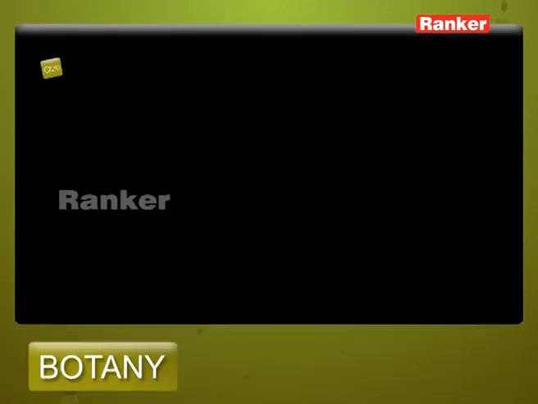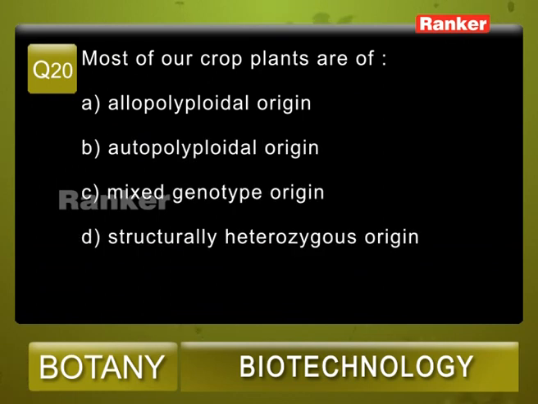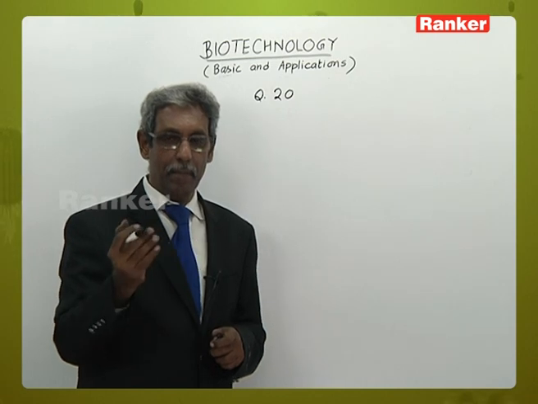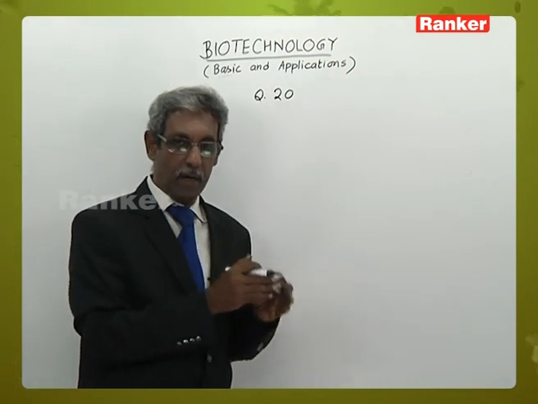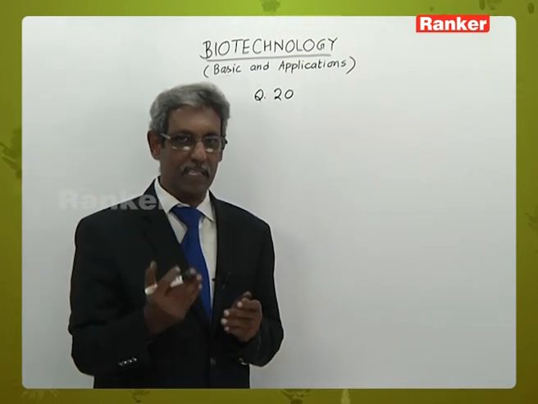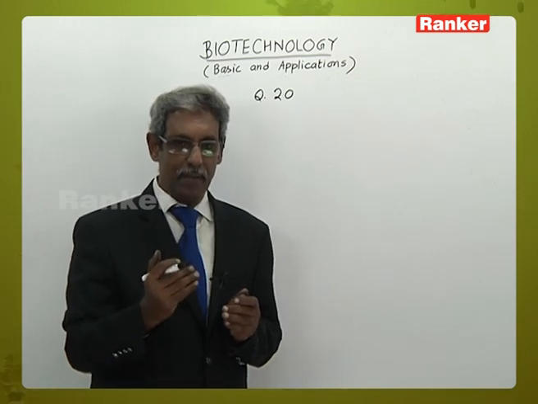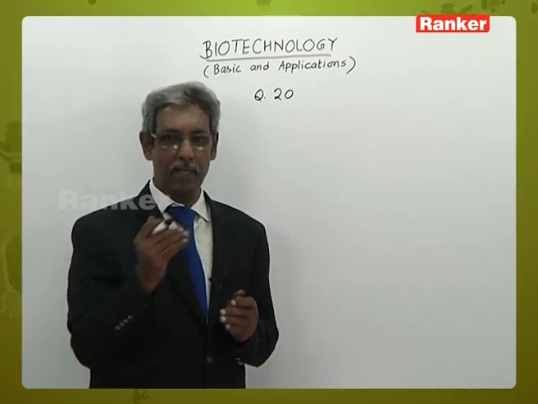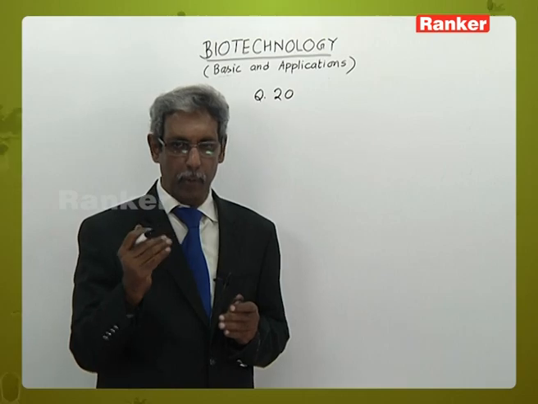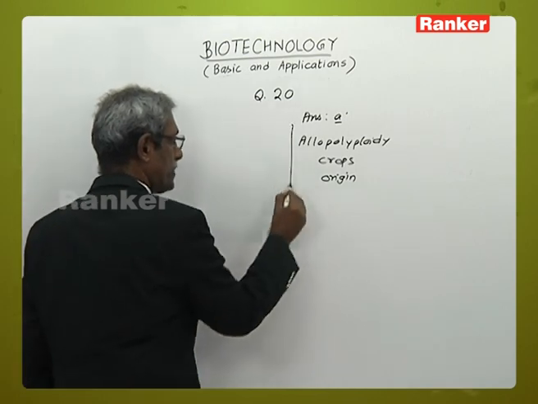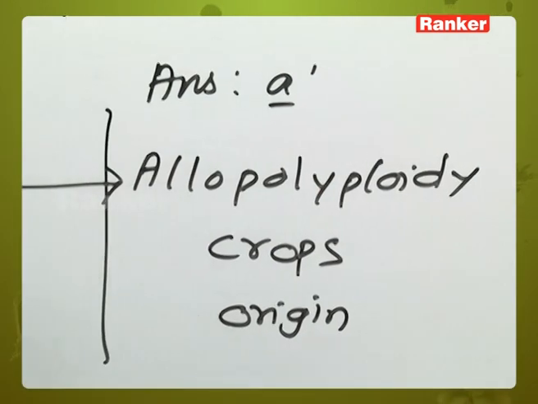Question number 20 asks: most of the crop plants present in the world have originated as allopolyploids. When you say allopolyploids, they have been developed by the crossing of a cultivated species or a natural species with a wild species. A common example is rice. Oryza sativa has been developed from both aquatic rice as well as by crossing with a sort of grass which resembles the rice plant. So, it is an example of allopolyploidy. Hence, the answer is A. The origin of most crops is by allopolyploidy.